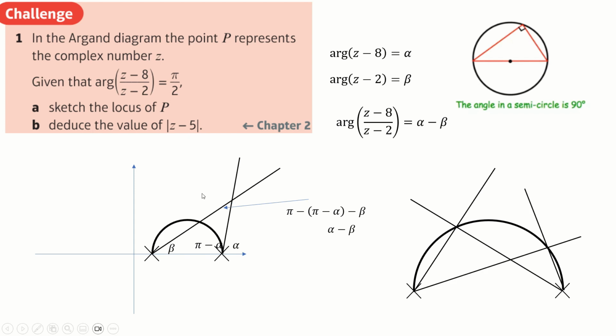Deduce the value of |z minus 5|. Now remember, this was 8, this was 2, so 5 is bang in the middle, which means this is a semicircle centered at 5. And of course, the distance from 5 to 8 is 3, so the distance from z, which is somewhere on this arc here, to 5 is always just 3. And that'll be the question done.